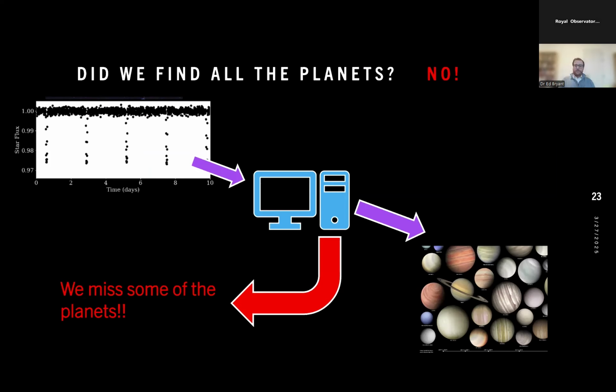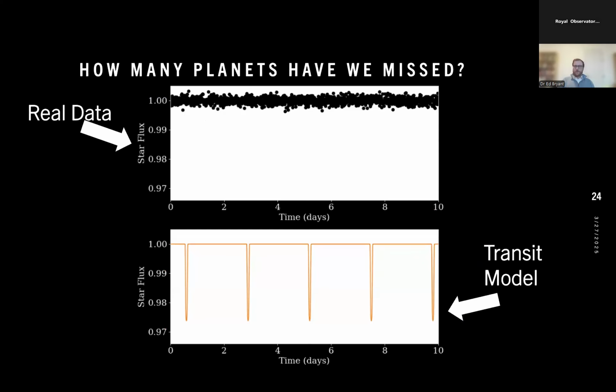So what we need to do is we need to start off with a scenario where we know how many planets there are to begin with, and then we can know how many we found. And the way we do this is by simulating those planets. So this is performing something known as an injection recovery test.